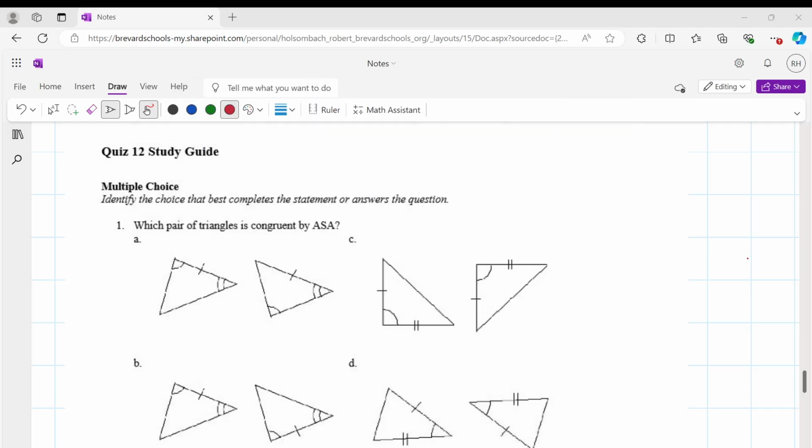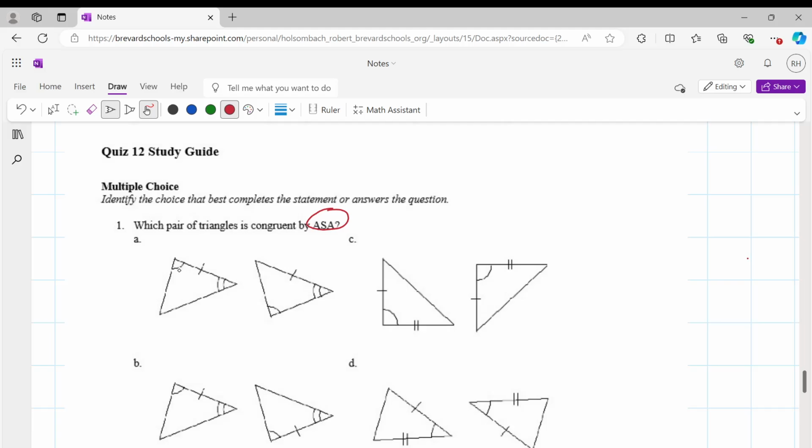All right, so this is your Quiz 12 study guide. And problem number 1 asks you which pair of triangles is congruent by ASA? And that's angle, side, angle. Angle, side, and an angle. The S, the side, needs to be between the two congruent angles, okay?